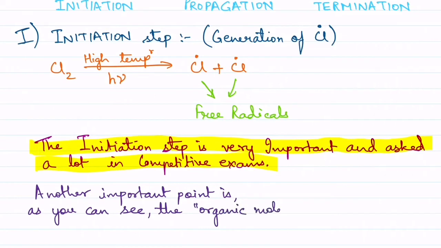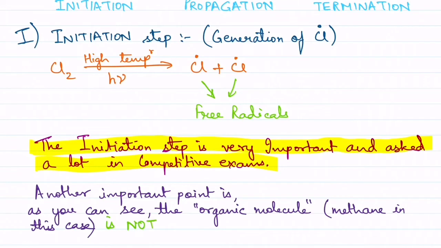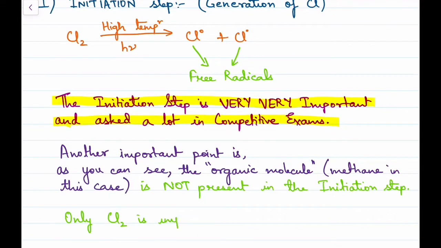This step is only about the generation of free radicals of chlorine. It does not give any importance to methane. So please remember that this is a very important step for exams. A lot of questions are asked on it. So just remember, in this step, only the generation of chlorine free radical happens.